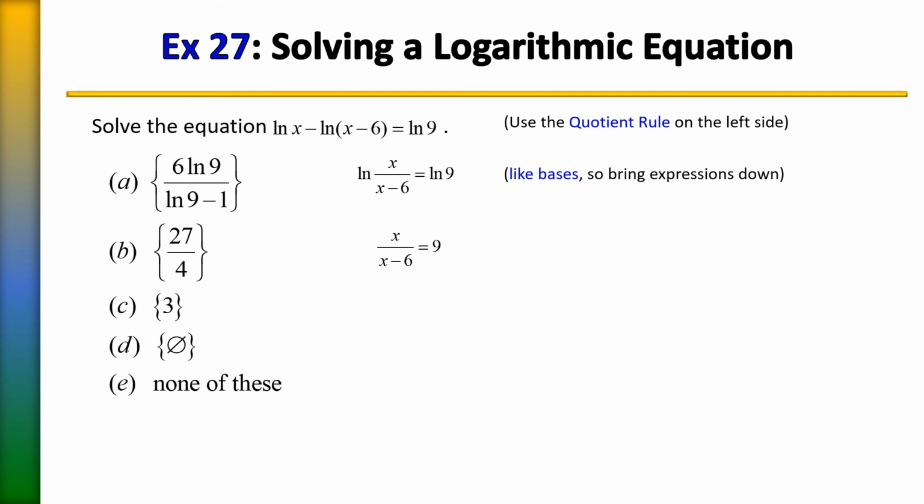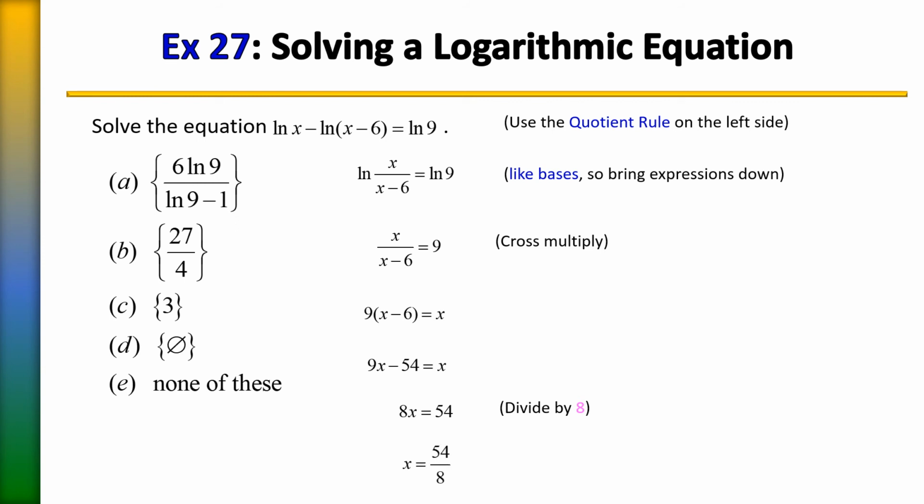9 times x minus 6 equals x. And from there, keep solving for x. 9 times x, and then 9 times negative 6 on the left side. Next, subtract x from each side, and then add 54. Last step to solving this is to divide by 8.